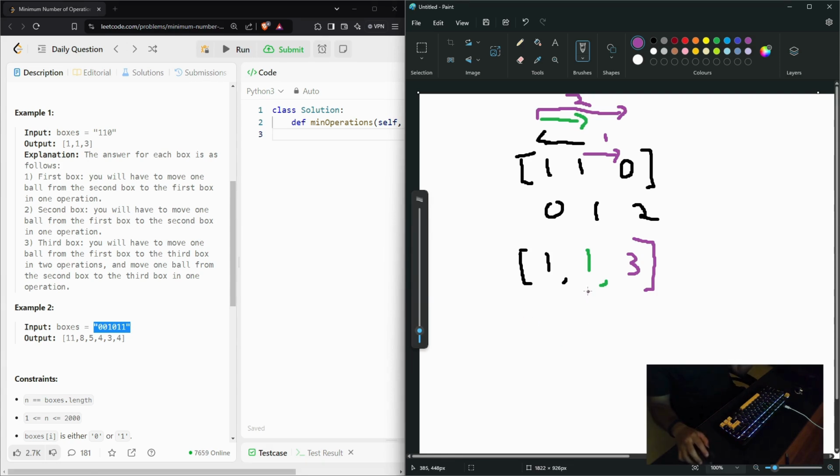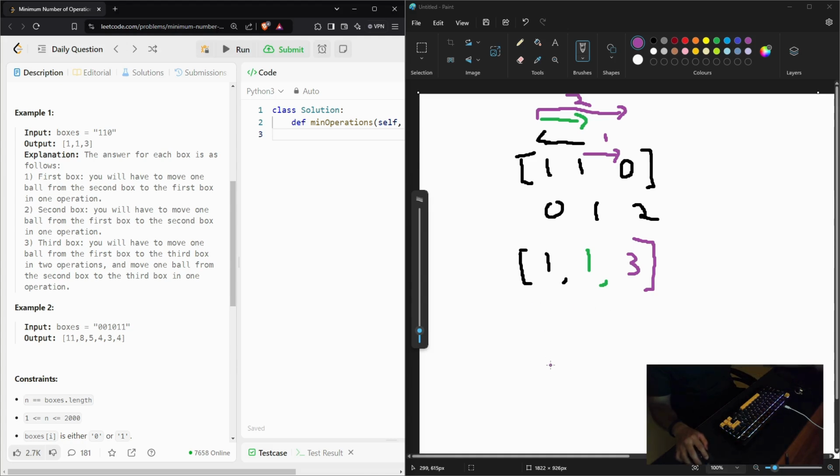Now how to do it? If we go with the naive approach, which is for each index we calculate the distance, keep on adding, calculate the distance, keep on adding, which we were actually doing in this approach, it is not an efficient solution, and this is basically big O of n square. So how to optimize this?